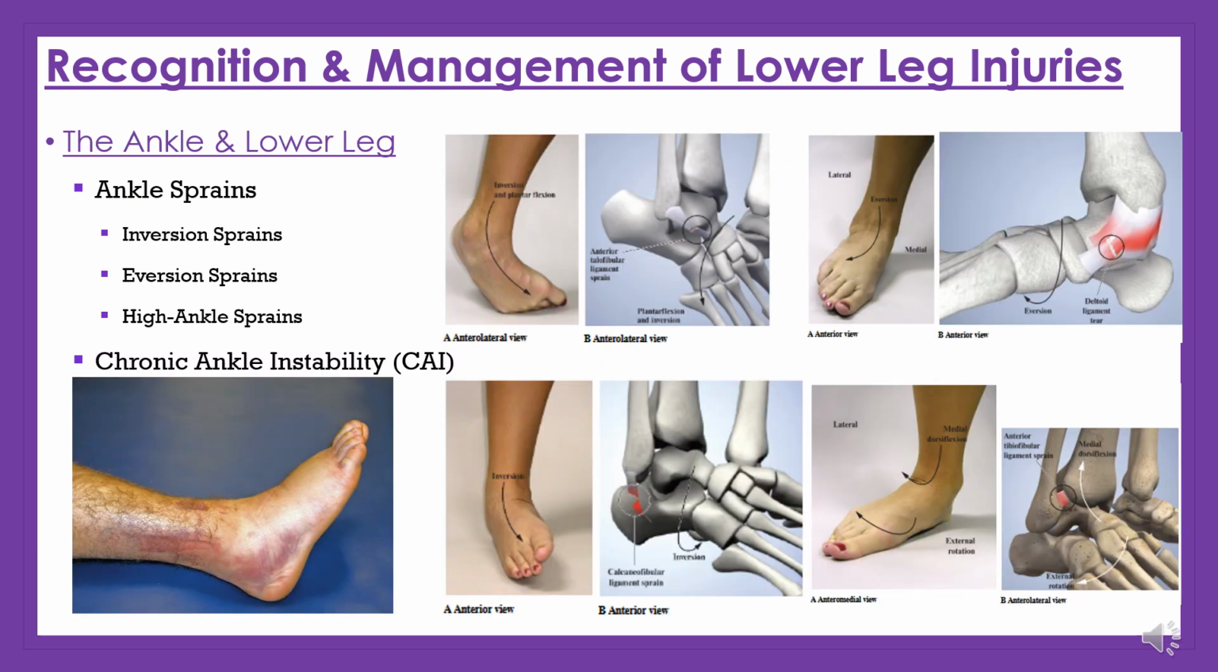Ankle sprains are one of, if not the most common sports-related injury across pretty much any sport. The most commonly damaged or injured ligament in the entire body is actually in the ankle. It's the anterior talofibular ligament, and a sprain of that ligament is typically what we refer to as an inversion ankle sprain.